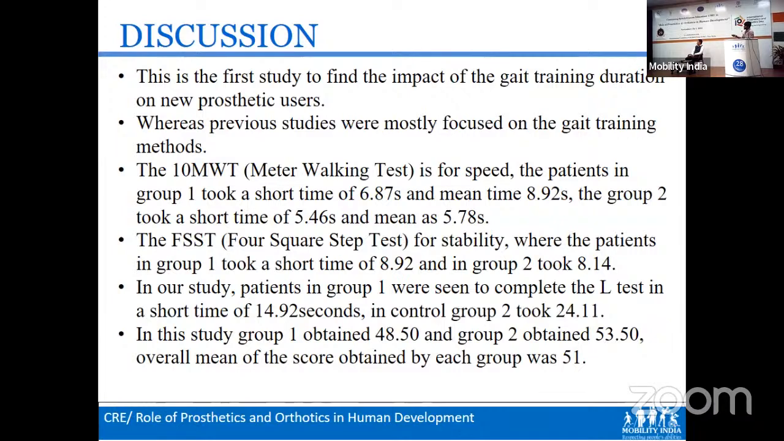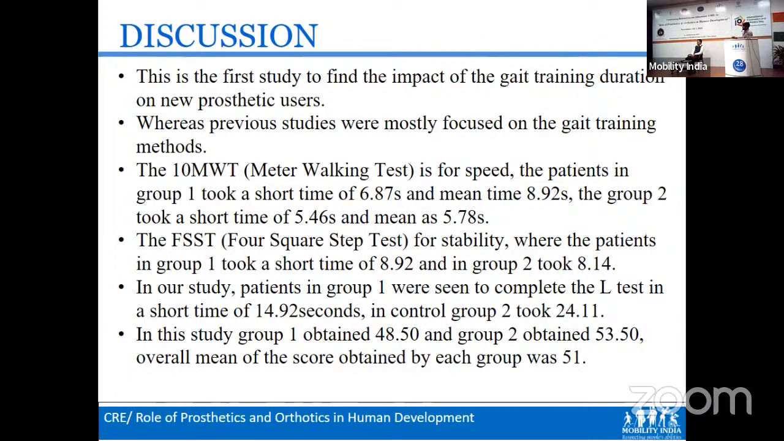For speed, I used the 10-meter walking test, where patients in group 1 took a short time of 6.87 seconds, and the mean time was 8.92 seconds. Group 2 took a short time of 5.46 and the mean was 5.78. The FSST, for stability, showed group 1 took 8.92 and group 2 took 8.14. In our study, patients in group 1 completed the L test in a short time of 14.92 seconds, and in group 2 it took 24.11.